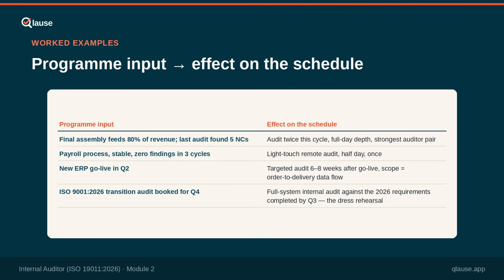Let us make that concrete with 4 worked examples, because this is the part people find hardest to picture. Final assembly feeds 80% of revenue, and the last audit found 5 nonconformities.